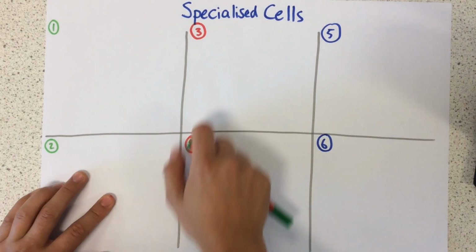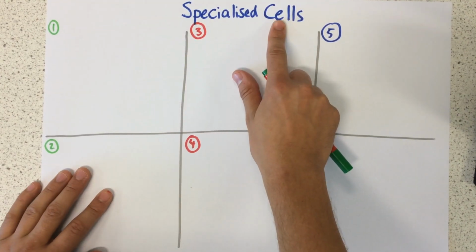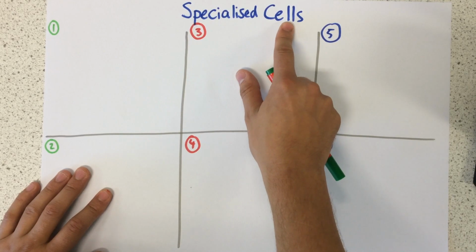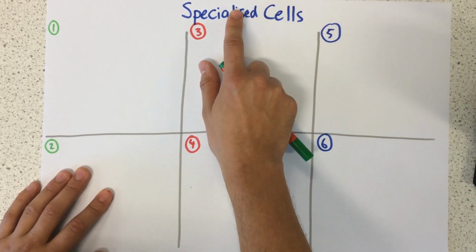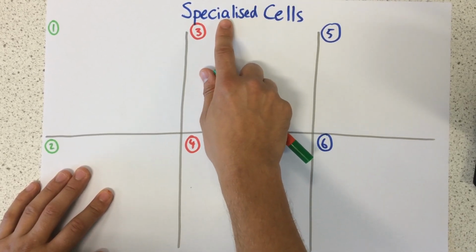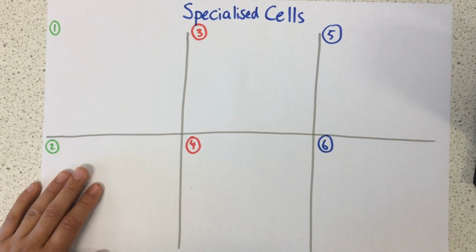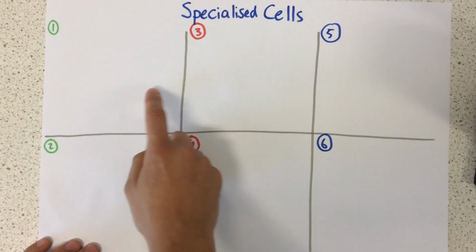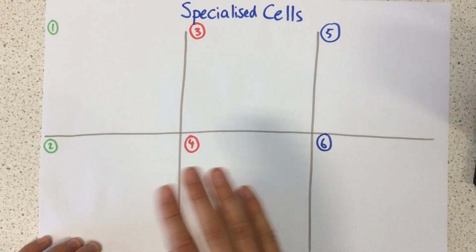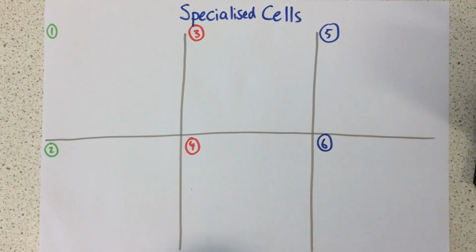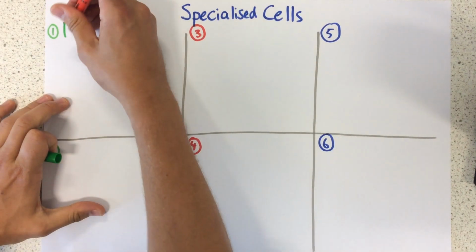Okay, today I'm going to talk to you about specialised cells. Now, specialised cells are cells which have particular special jobs within animals or plants. So there's 6 that we're going to look at right now, but that doesn't mean there's only 6 specialised cells. There's just 6 that we're looking at in this video.